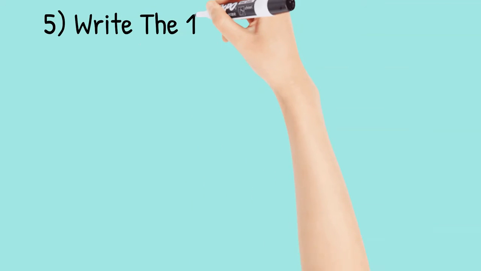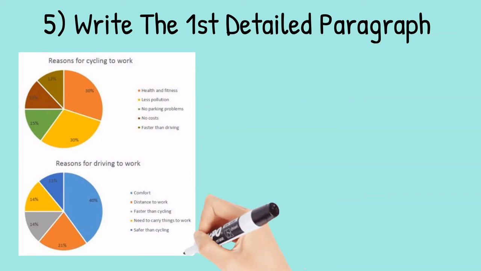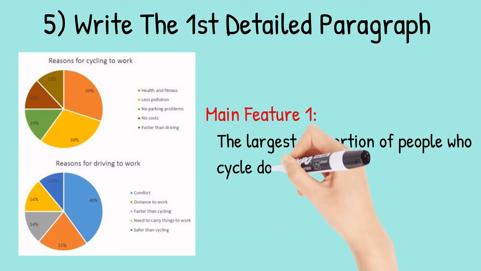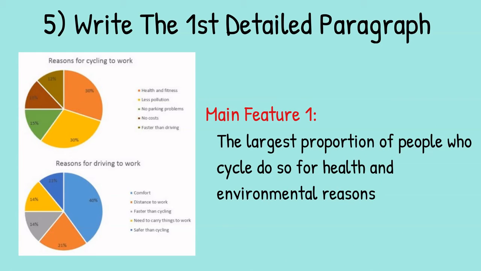Next is how to write the first detailed paragraph. Paragraphs 3 and 4 of your pie chart essay are where you include more detailed information about the data in the graphic. In paragraph 3, you should give evidence to support your first key feature. Don't forget to make comparisons where relevant. Here is our first main feature again. Main feature 1. The largest proportion of people who cycle do so for health and environmental reasons.